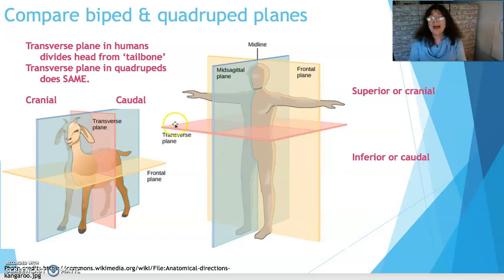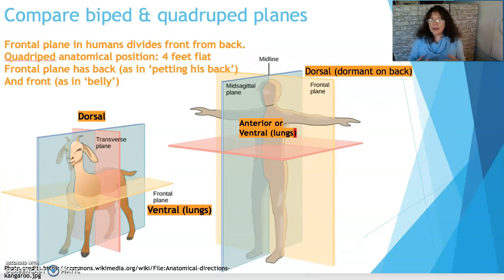So while the transverse plane in a bipedal human is a horizontal plane, the transverse plane in a quadruped is a vertical plane, but it's the same cranial and caudal. Okay? Comes to the third plane for anatomical reference. Let's start with what you know. This third plane for anatomical reference in the human is going to be the frontal plane that we talk about.